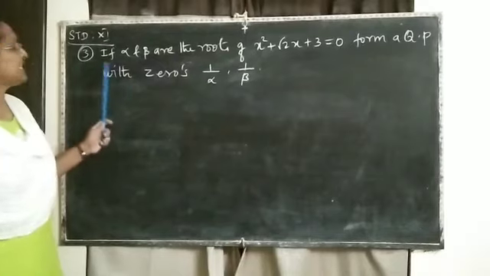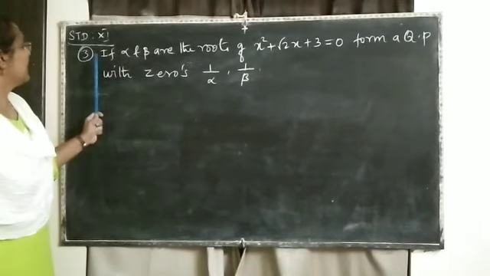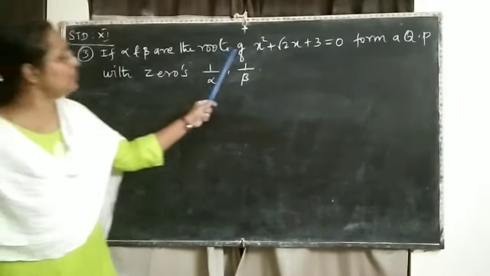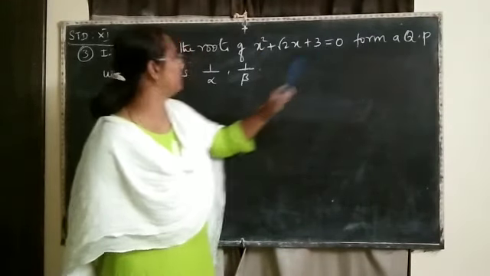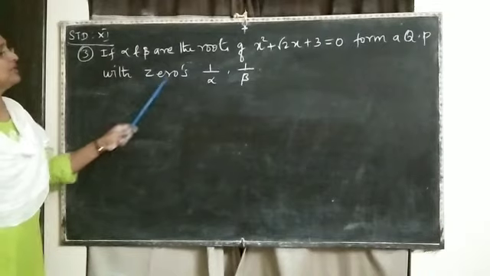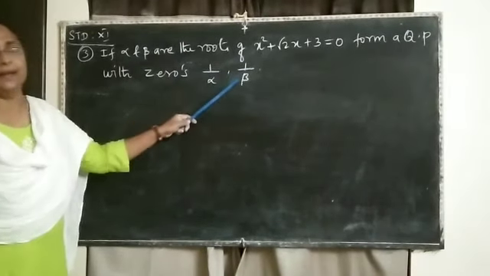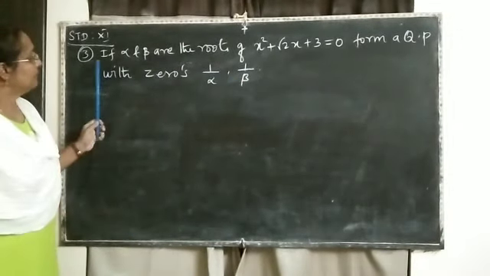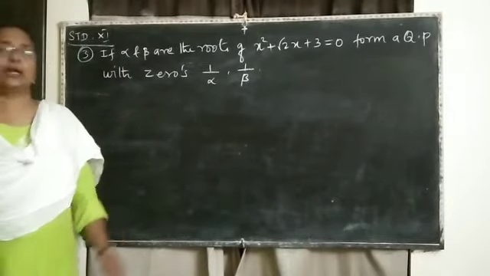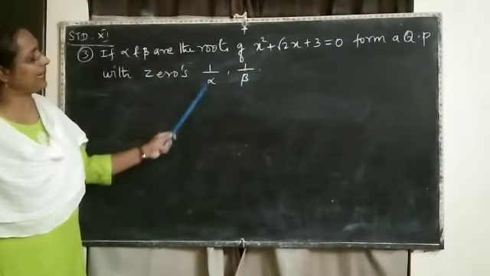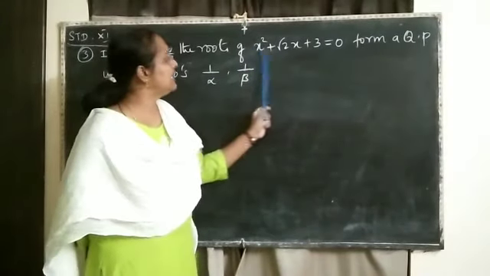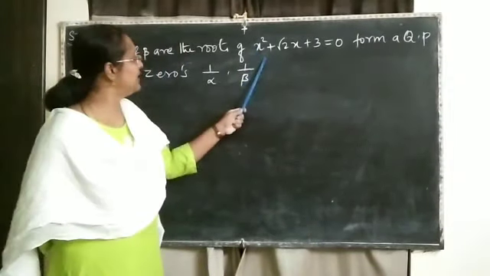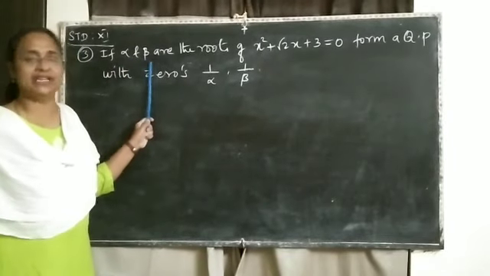Okay students, let's discuss a very simple sum now. Okay, now if alpha and beta are the roots of x squared plus 2 root 2 x plus 3 equal to 0, form a quadratic polynomial with zeros 1 by alpha comma 1 by beta. Okay, now we are going to form a quadratic equation with the roots 1 by alpha comma 1 by beta. Now what does this mean? This is a quadratic equation with the roots alpha and beta.